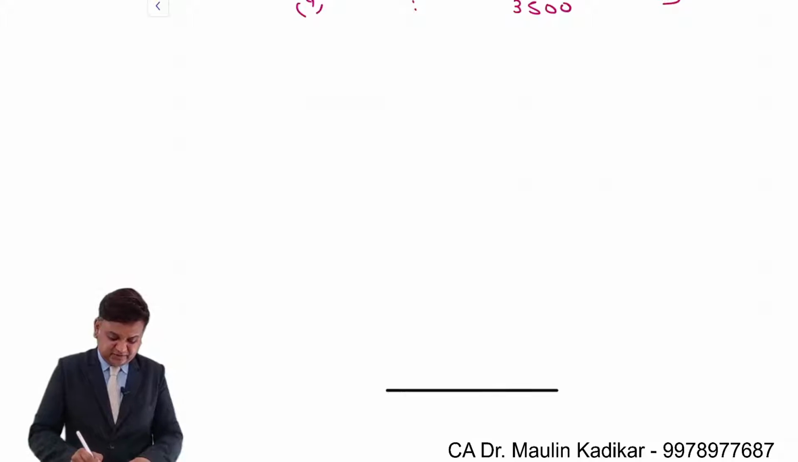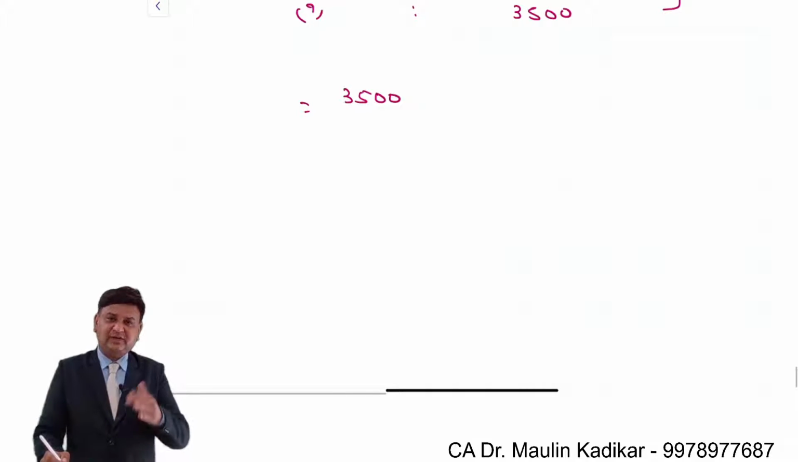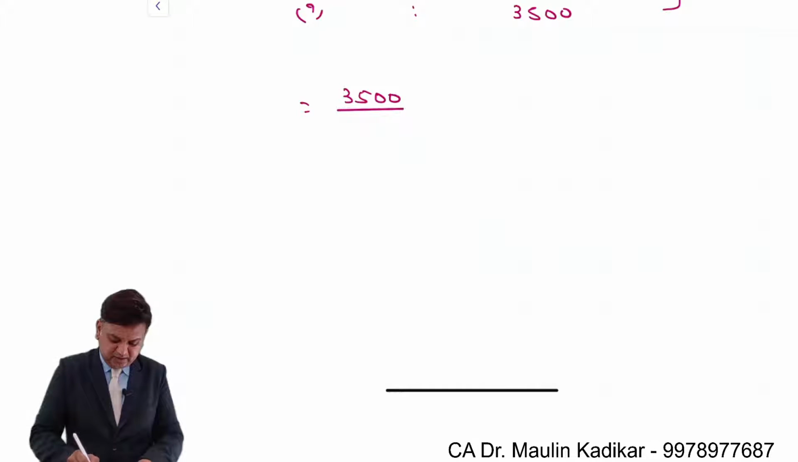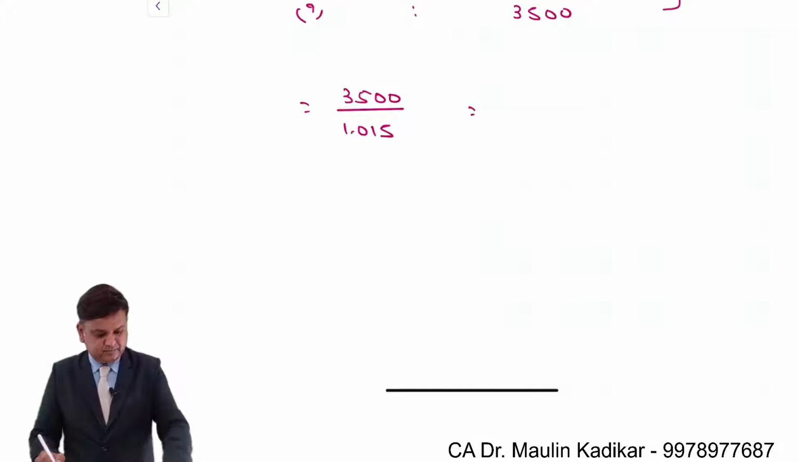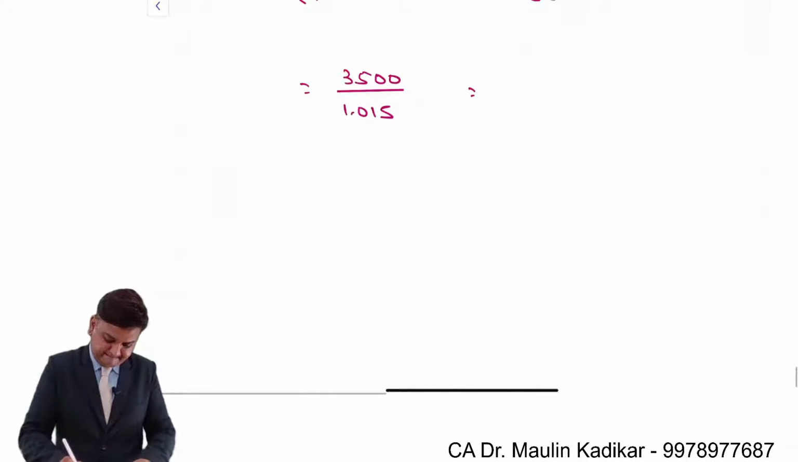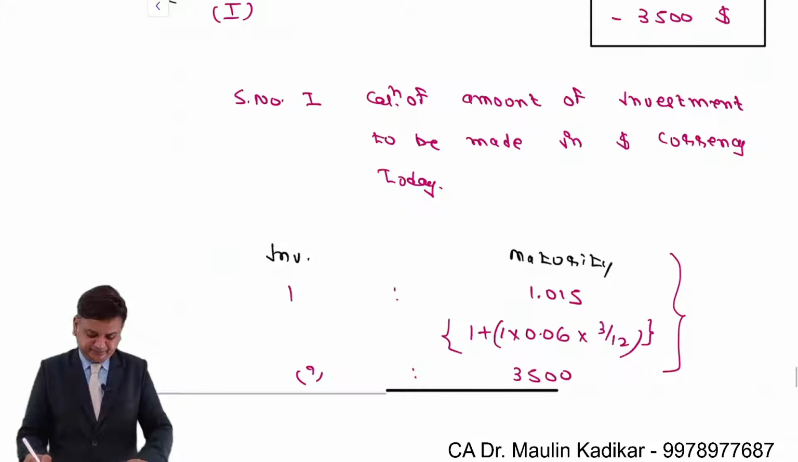In technical language, it is the present value of the dollar: 3,500 divided by 1.015. So 3448.28. This is the amount of dollar which is supposed to be invested today.